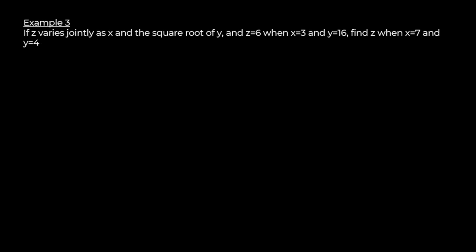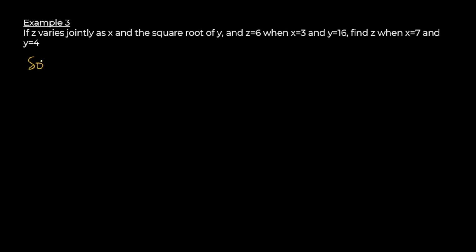If z varies jointly as x and the square root of y, and z is equal to 6 when x is equal to 3 and y is equal to 16, we are to find z when x is equal to 7 and y is equal to 4. Example number 3. If z varies jointly as x and the square root of y, and z is equal to 6 when x is equal to 3 and y is equal to 16, we are to find the value of z when x is 7 and y is equal to 4. So let's go ahead and write down our solution.